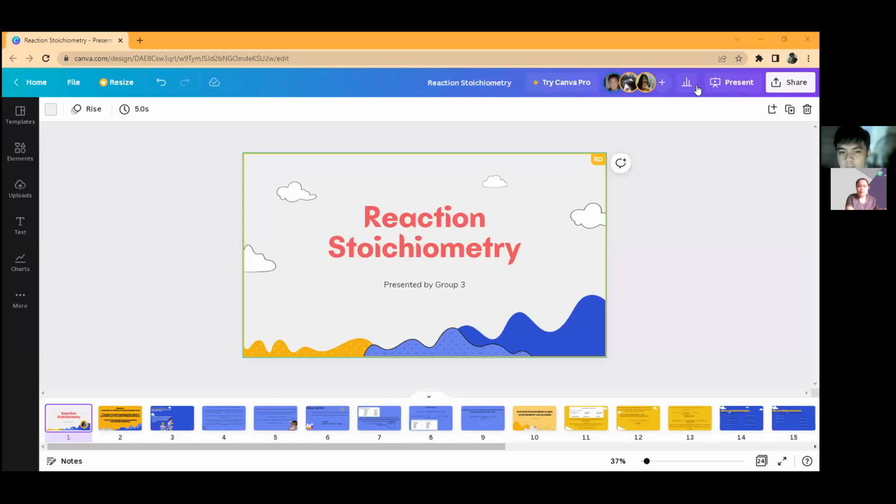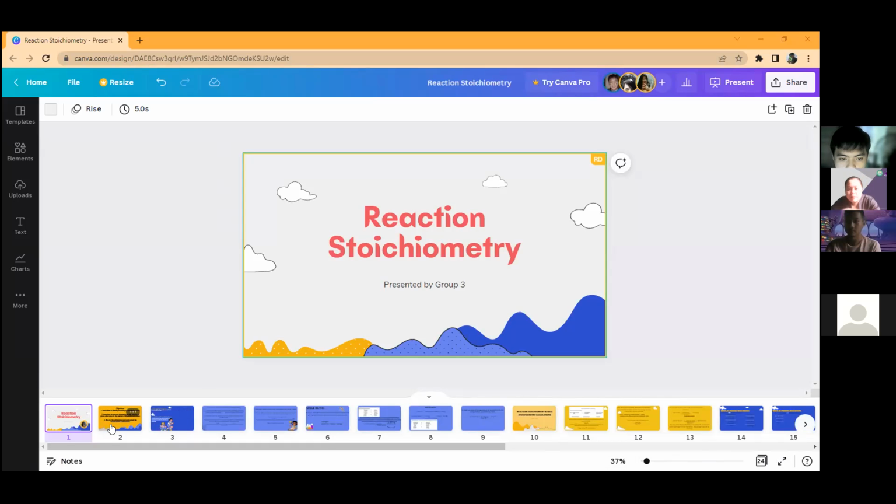We are the group, and today we are going to present Activity Number 7, titled Reaction Stoichiometry. So I'm going to give the floor to the first reporter. Good morning, everyone. We are Group 3 and we will be presenting Reactions: Decomposition.